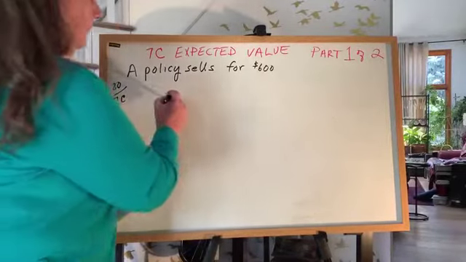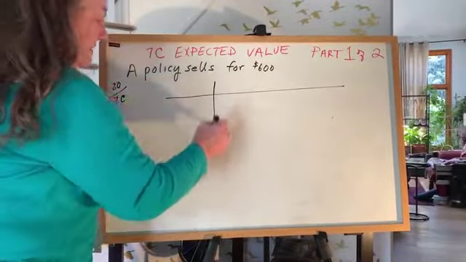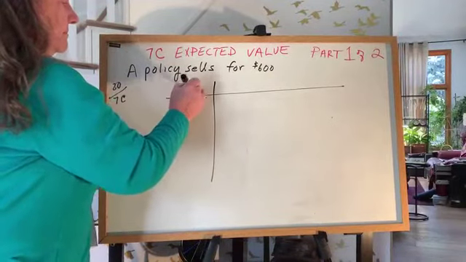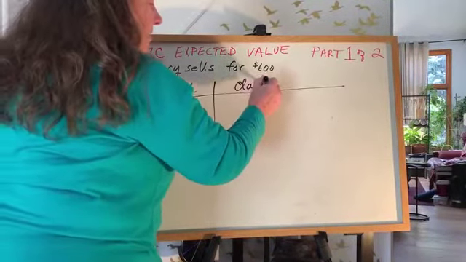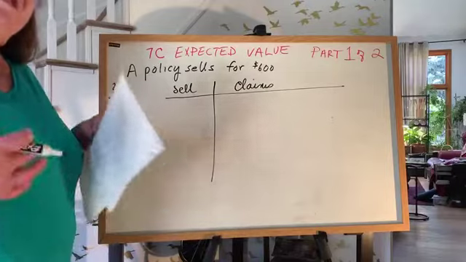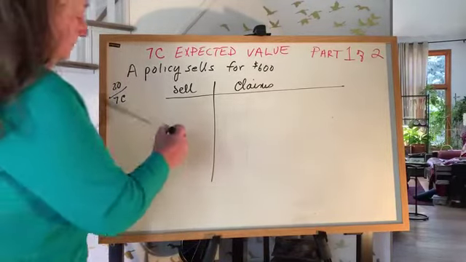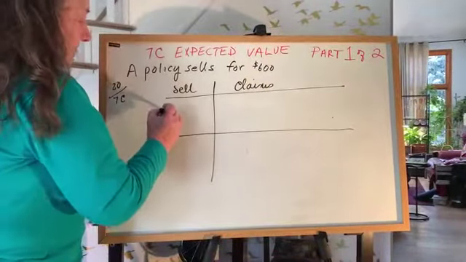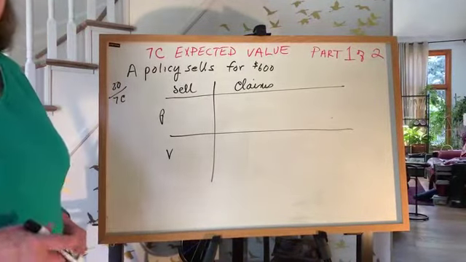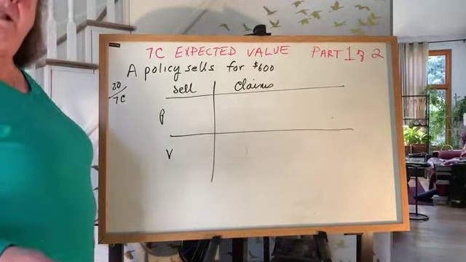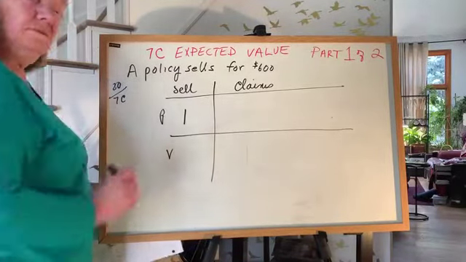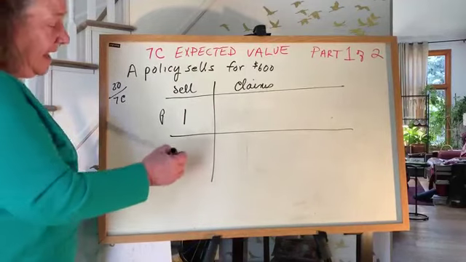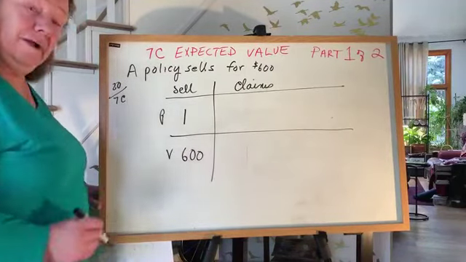Okay, so we have selling the policy. And then we have claims. You know, claims are like if you had an accident in your car, your insurance company would pay it out. So that's deducted from their profit. So again, we have the probability and the value. Well, the probability of me selling the policy, I'm going to say is 100%, which converts to just a plain 1. And I get $600 for it.